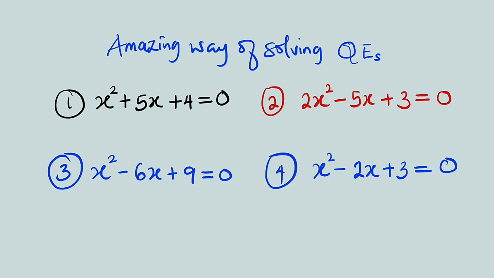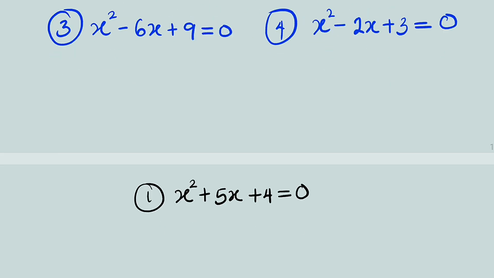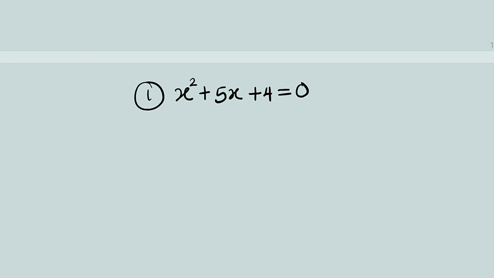The first one is x squared plus 5x plus 4 equal to 0. So let's form our 2 roots. X could either be equal to minus b divided by 2 minus y or plus y. Then the other one is minus b divided by 2 minus y. But b is the coefficient of x, which is 5.